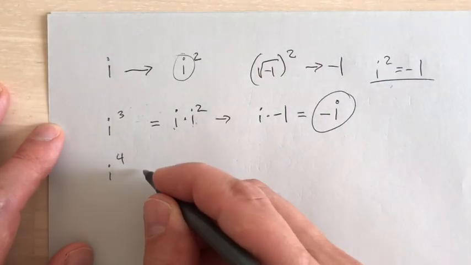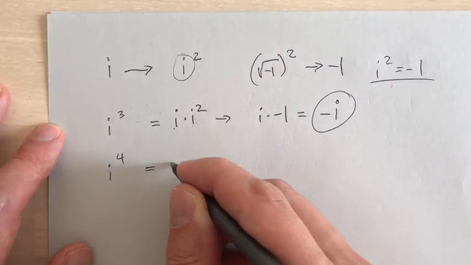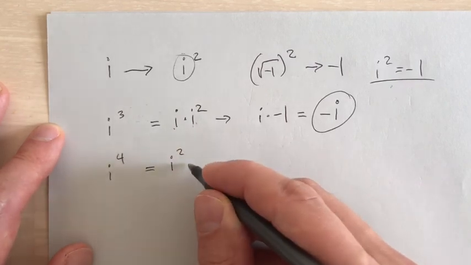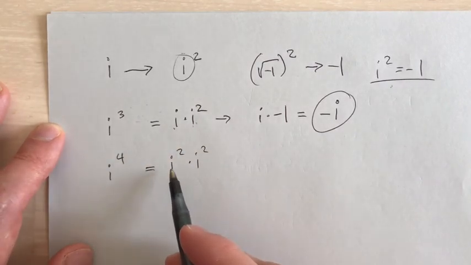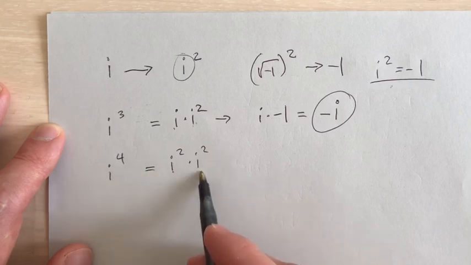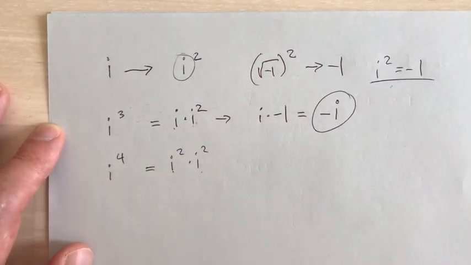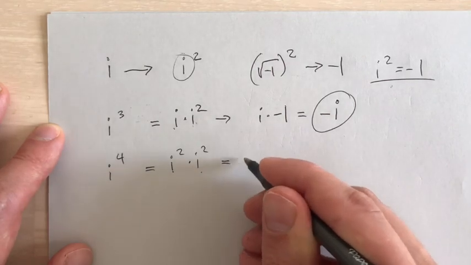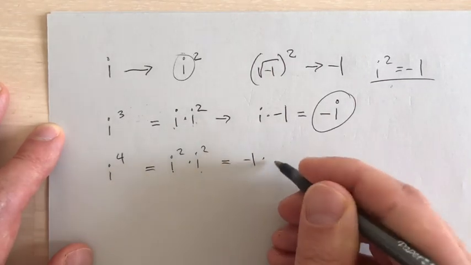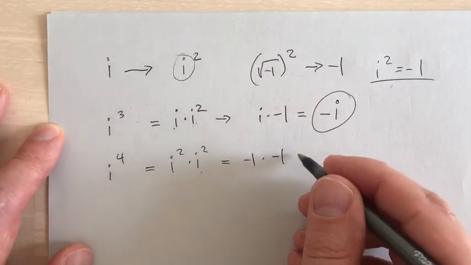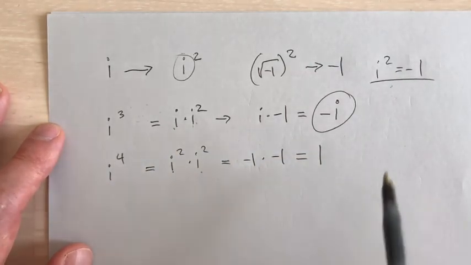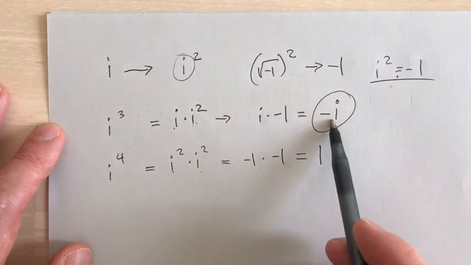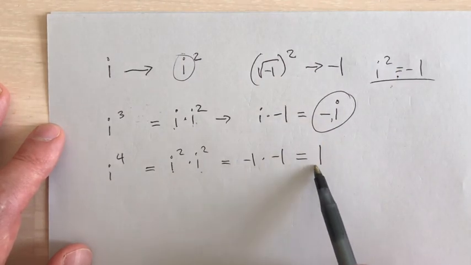And then i to the fourth, we could think of that as i squared times i squared, because two i's times another two i's would be four i's strung together. And, well, we know that i squared is negative 1, and we know that i squared again is negative 1. So negative 1 times negative 1 is 1. So we got this weird thing going on that i squared is negative 1, we know i cubed is negative i, i to the fourth is 1.